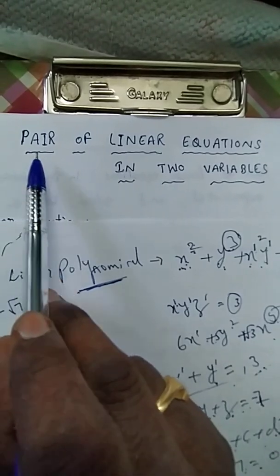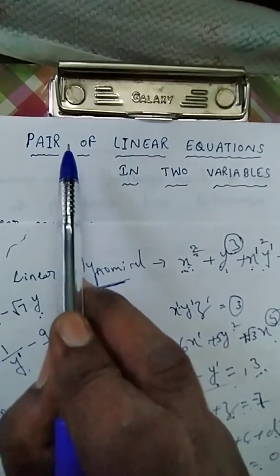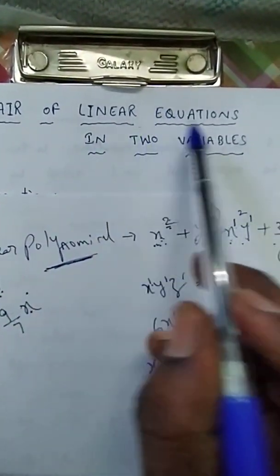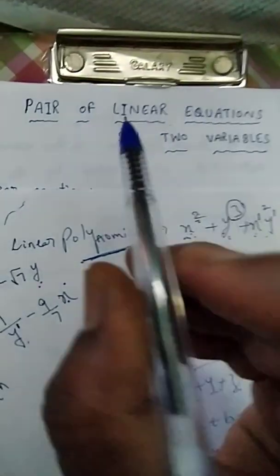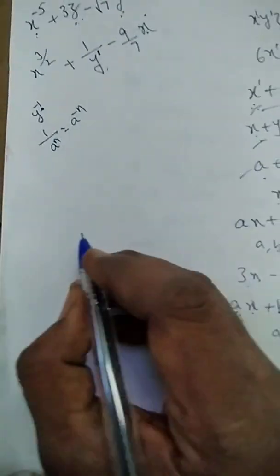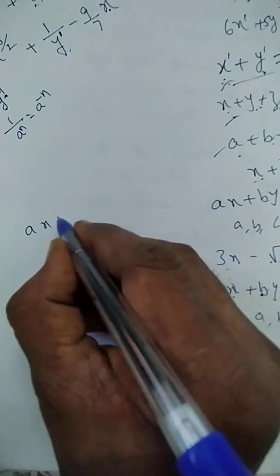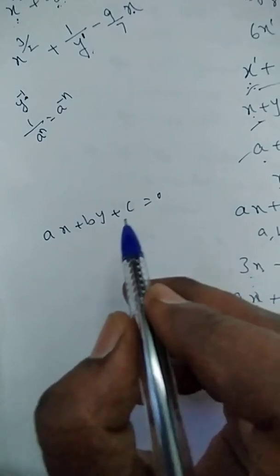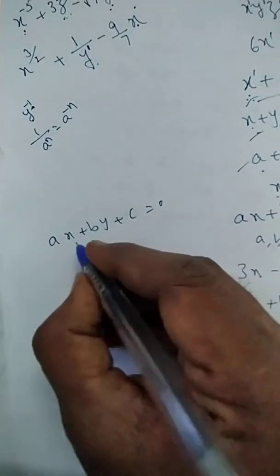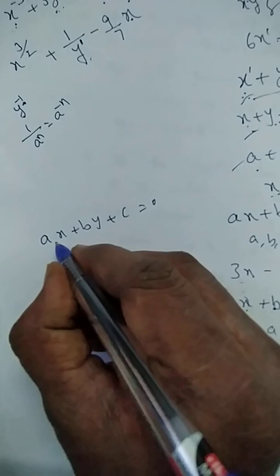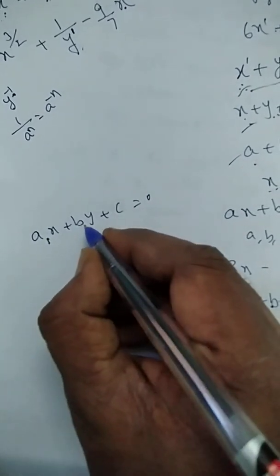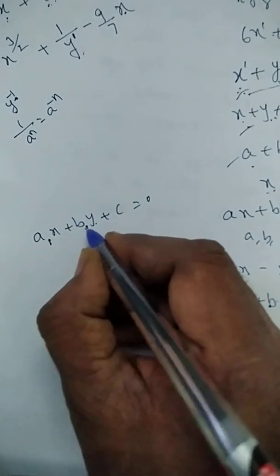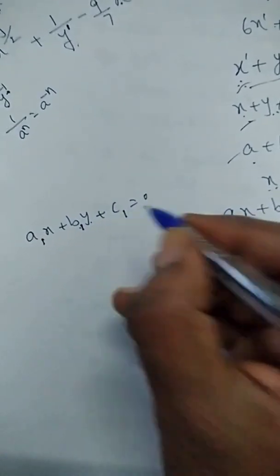So pair, already we know what is the meaning of pair. When we observe two, that is called a pair. So the meaning of the thing, linear equations in two variables, pair. The general form of the first equation is ax plus by plus c is equal to 0. It is a linear equation in two variables. One more equation we can observe. Here a, b, c are constant values. So you can say that in the first equation, x coefficient a1, y coefficient b1, and constant value c1.